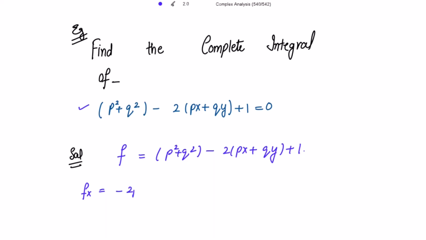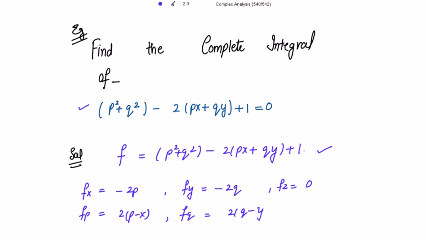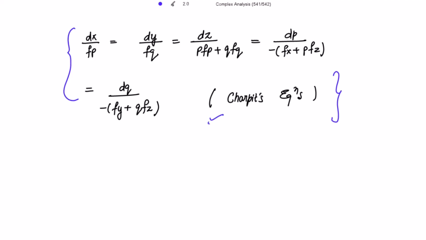It is minus 2p. Fy will be minus 2q, right? Fz, there is no z in this given equation, so it is 0. Fp is equal to twice of p minus twice of x, that is twice of (p minus x). Similarly, what is Fq? It is twice of (q minus y). Now we put all these details into the Charpit's equations, these ones.